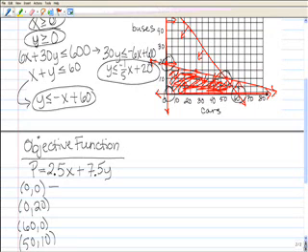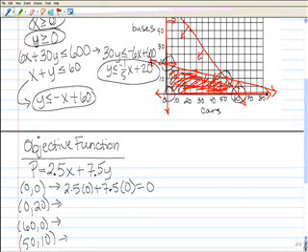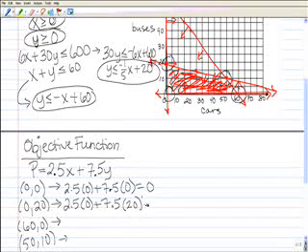And when we plug these x and y values into our objective function, let's go ahead and do that. So here we get 2.5 times 0 plus 7.5 times 0. Well, that equals 0. So that's not likely to be our maximum income. Let's try the next one, 2.5 times 0 plus 7.5 times 20. That's equal to 150.